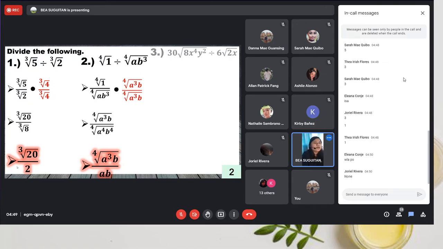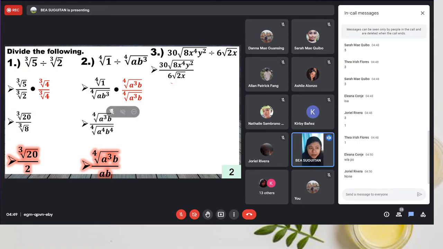Thank you po. Example number 3, we have 30 square root of 8 raised, isa pa. Basahin ko ng tama. 30 square root of 8x raised to 4, y squared divided by 6 square root of 2x. So, what should we multiply to 2?